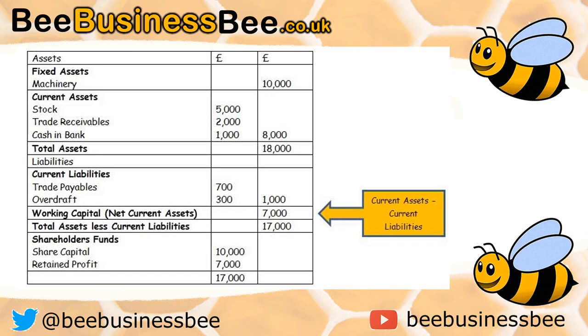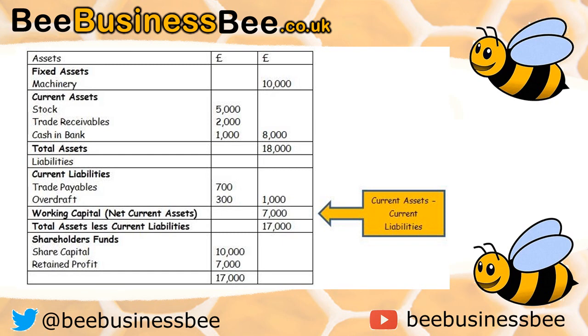You've got machinery as your fixed asset at the top there. So I've got my fixed assets, £10,000. Then I've got my current assets underneath it. So I've got my stock, my trade receivables. Remember, that's people who owe me money, my debtors, so I've given those people credit. I've got cash in the bank. Notice I've totaled those up into that column, so I've got £8,000 in total. And then I've got my total assets. I've added up all my assets, and that makes sense. Hopefully my fixed assets plus my current assets gives me my total assets of £18,000.